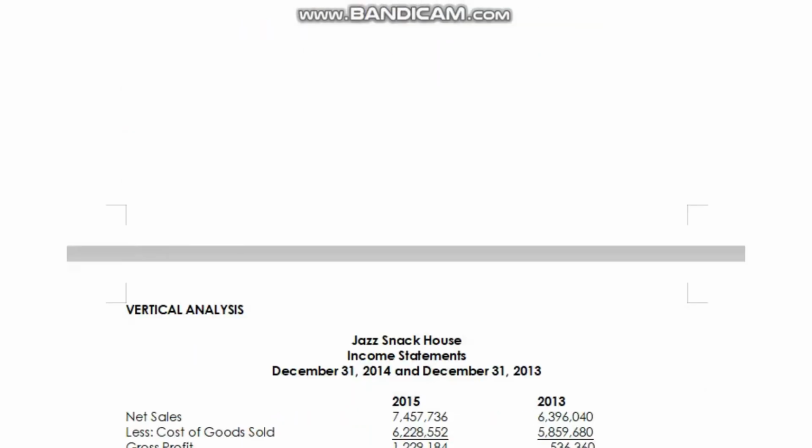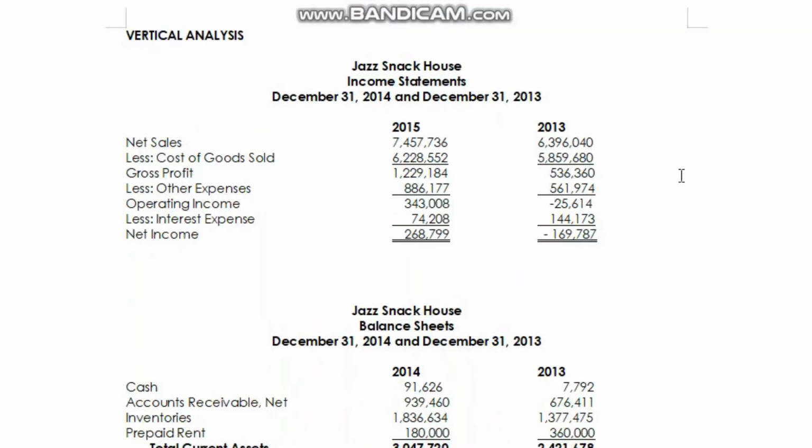Now, to start with your vertical analysis, in the description in the lecture, it said that vertical analysis is the process of comparing amounts in the financial statements within the same accounting period, so within the same year. This one should be 2014. How can I change this? 2014. Okay. And let's save it.